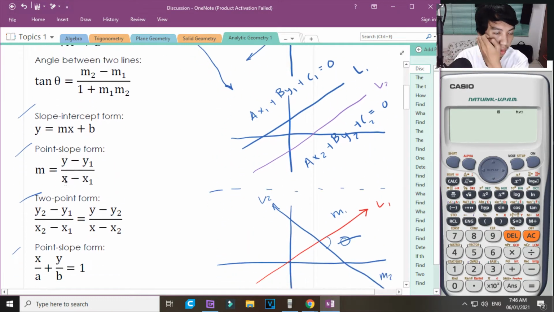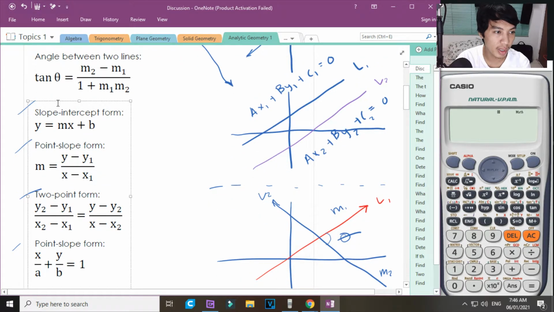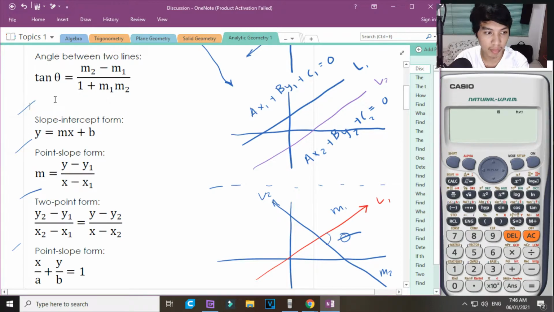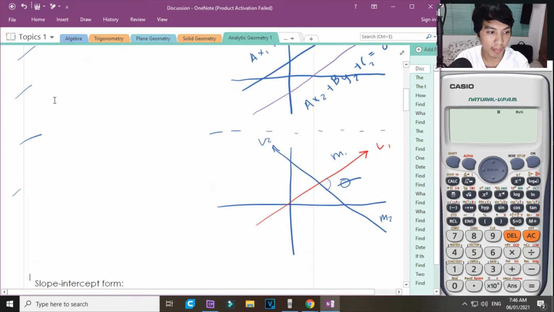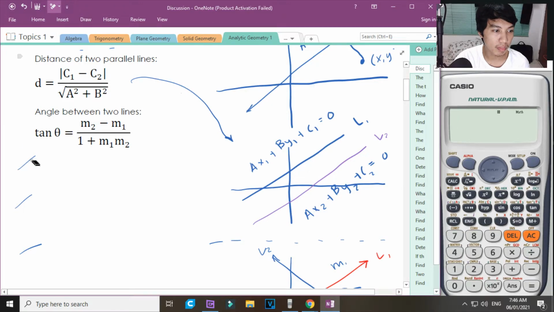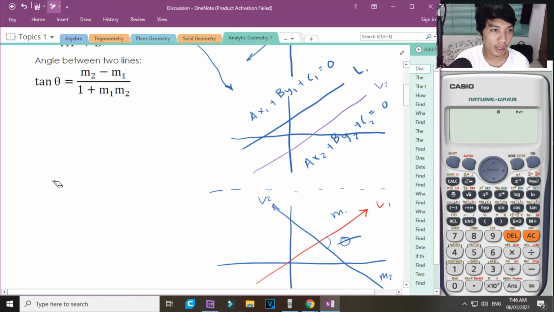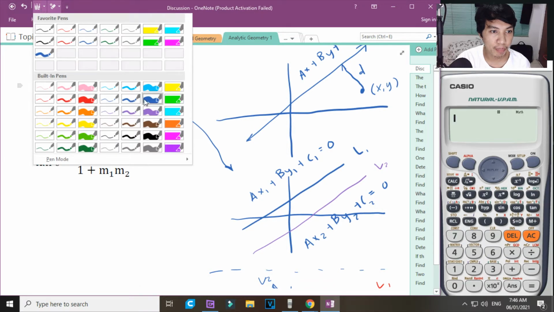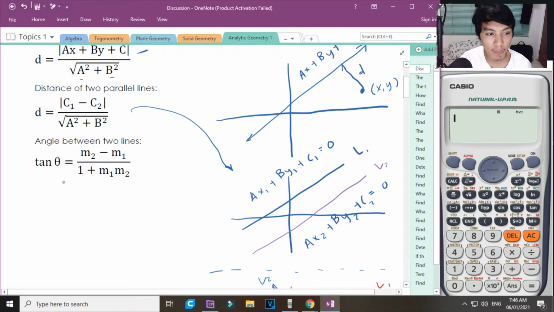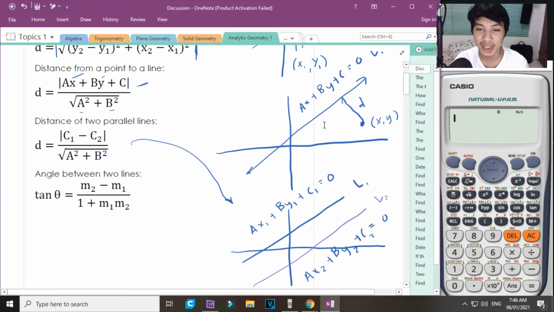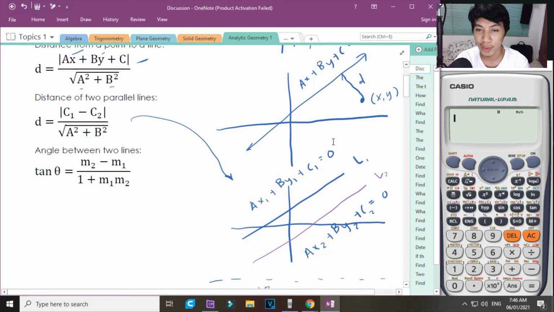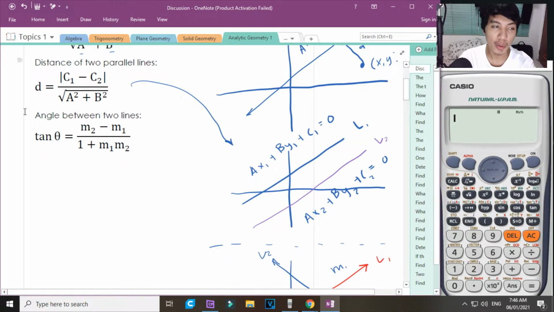So, you are given this formula that the angle between two lines, sabi dito, is tangent theta equal to M2 minus M1 over 1 plus M1 M2. But the problem is, you don't know how to get the slopes of the line. And all of the lines that are given here, tandaan nyo, they have the slopes. And how will you get the slope?